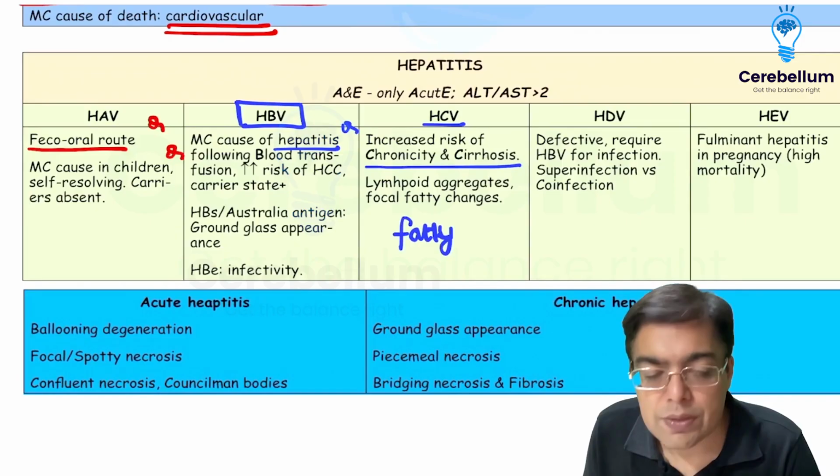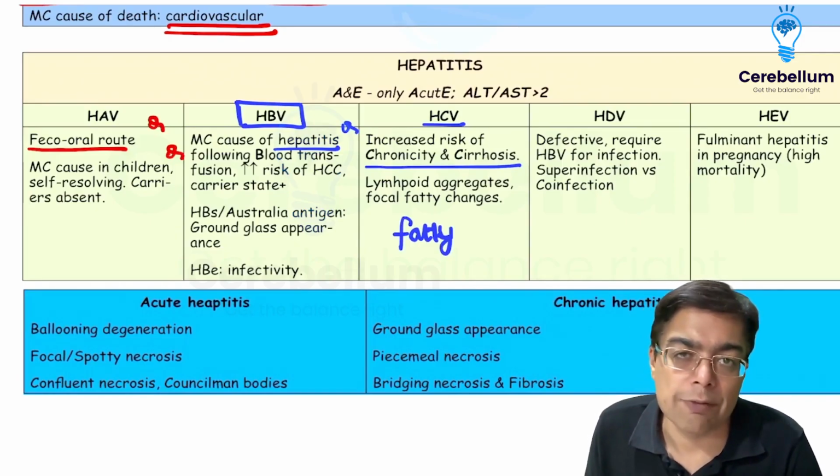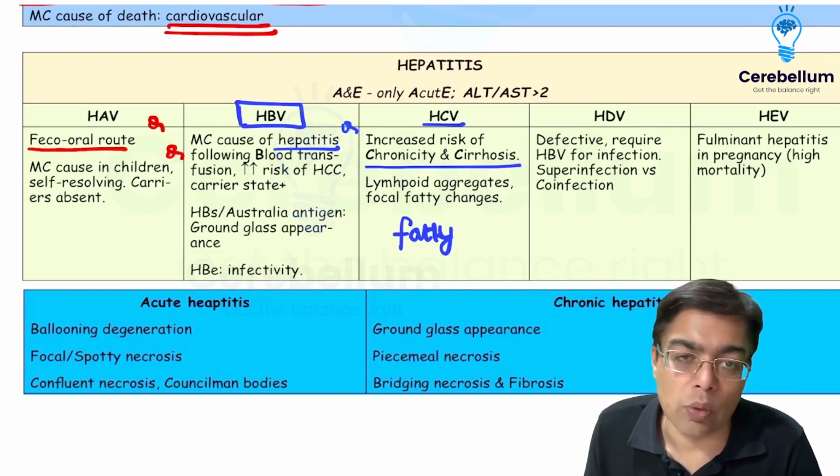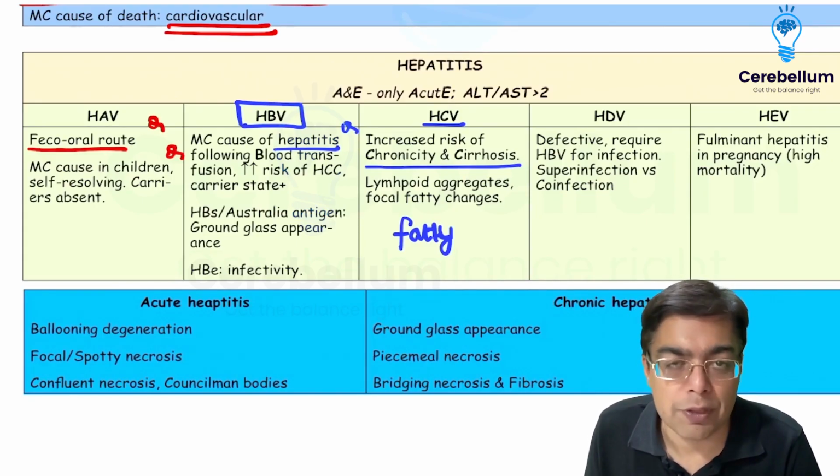Hepatitis D, the Delta virus, is not going to be causing the infection on its own because it is defective, and therefore it requires the help of hepatitis B for causing infection. So it can be a co-infection or it can be an example of a super infection.